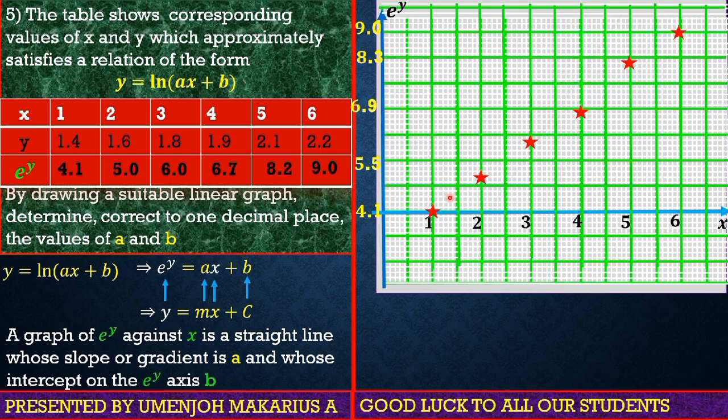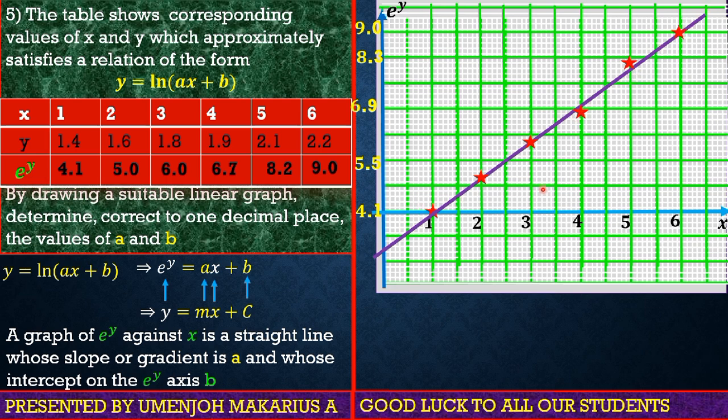Then now we are going to connect our points with a smooth straight line. You notice that this is the best straight line, right? It's the best because it averages the points. This point is outside, and this point also is outside, and some points are on the line. So, guys, this is the best straight line.